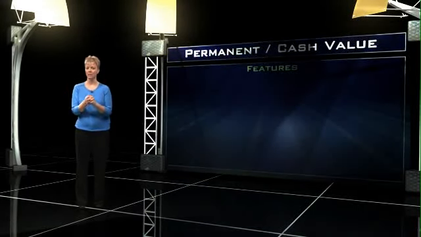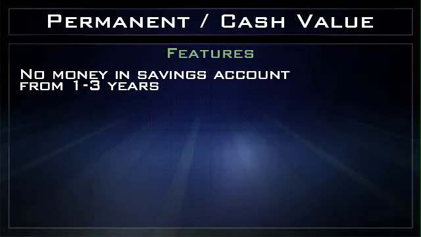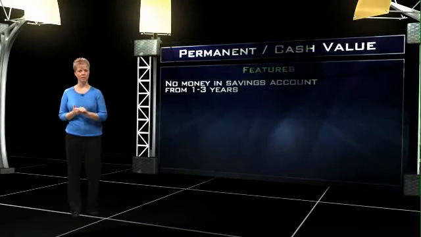Let's talk about some of the features with a permanent or whole life policy. These features are talking about the cash value and referring to what's happening with the savings in the policy. First of all, there's no money going into that cash or that savings account for the first 1 through the 3rd year of that policy. Secondly, the client or the owner can earn interest on that savings between 2 and 4%. That is a contract rate. That is also a guaranteed interest rate.